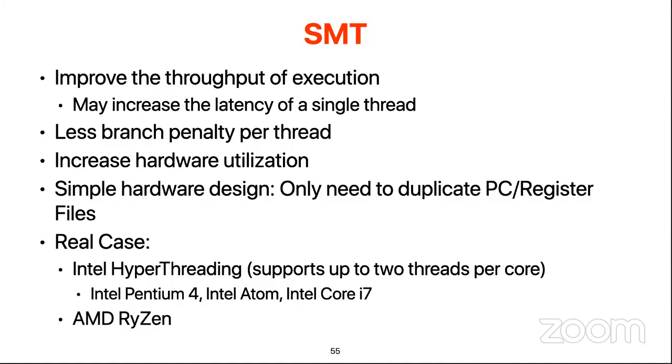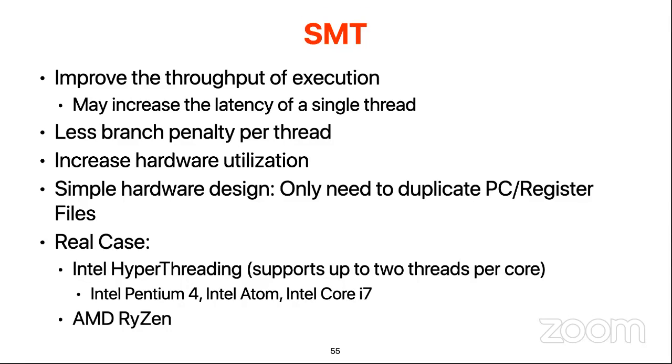So here's a summary of SMT. It improves the throughput of execution. However, because you are sharing your resources with others, your single-thread performance may be worse. And because you are also sharing your pipeline with others, when you have a branch misprediction, the incorrect progress that you made may be fewer. So the wrong path that you are executing is shorter, and the penalty is smaller.